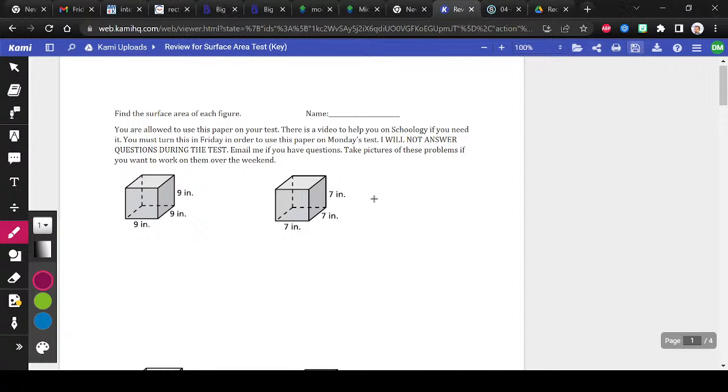So, find the surface area of each figure. You are allowed to use this paper on your test. There's a video to help you on Schoology, this one, if you need it. You must turn this in Friday in order to use this paper on Monday's test.